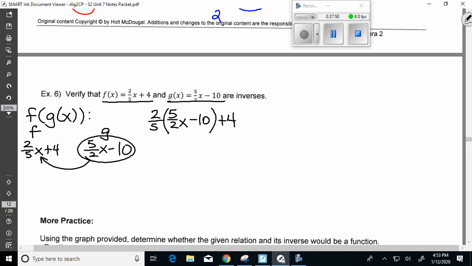So the distributive property comes into play here. 2 times 5 is 10. 5 times 2 is 10. So 10 divided by 10 is 1. So that's x. 2 fifths times 10 is 4. And negative 4 plus 4 is 0. X checks out.